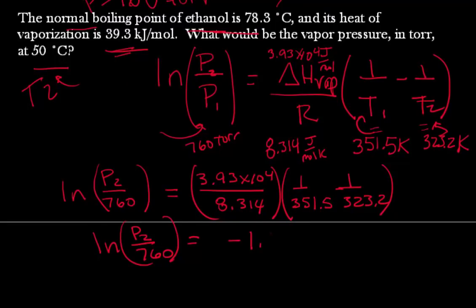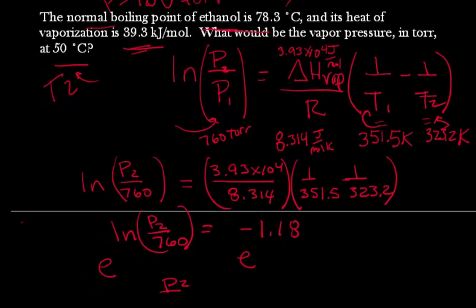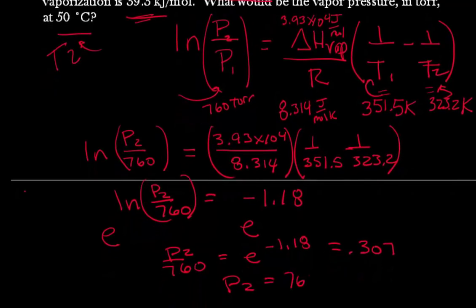And you can do all the math here, and the natural log of P2 over 760 is going to equal negative 1.18. Okay, so we need to clear this natural log by raising this to the power of e. So raise this to the power of e and this to the power of e, and that just gives us P2 over 760 is equal to e to the negative 1.18. You're going to have to plug that into your calculator, and that's going to equal 0.307. So solving for P2 is just going to be 760 times 0.307. Remember, the torr unit was still attached to that 760, and that's going to equal 233 torr.